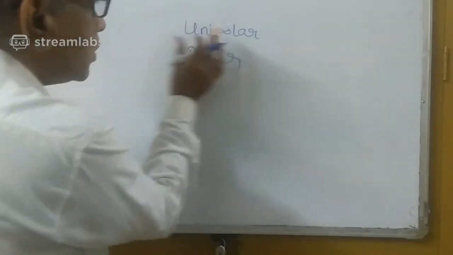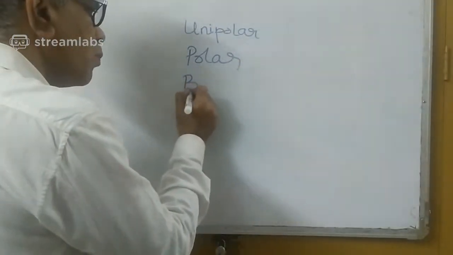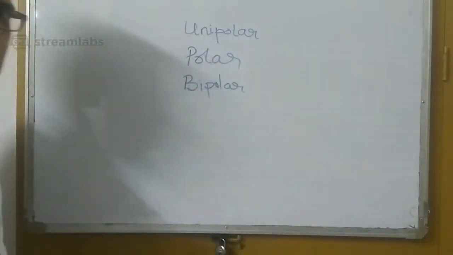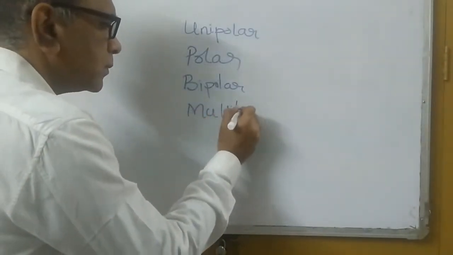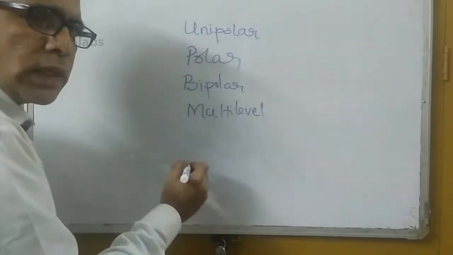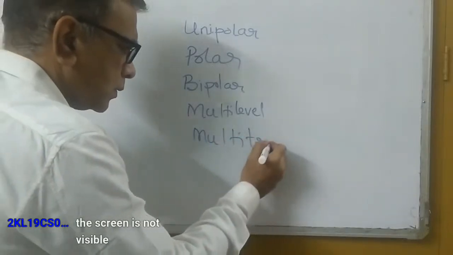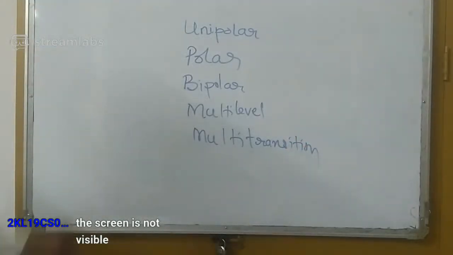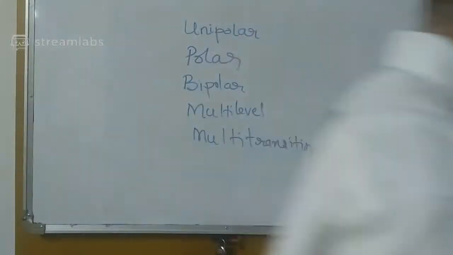Easy to remember. You remove this uni, keep only polar. This is the second scheme. Third one is bipolar. Fourth one is multi-level. And last one is multi-transition. Basically, we are concentrating on these three. According to your syllabus, we need to concentrate on these three.